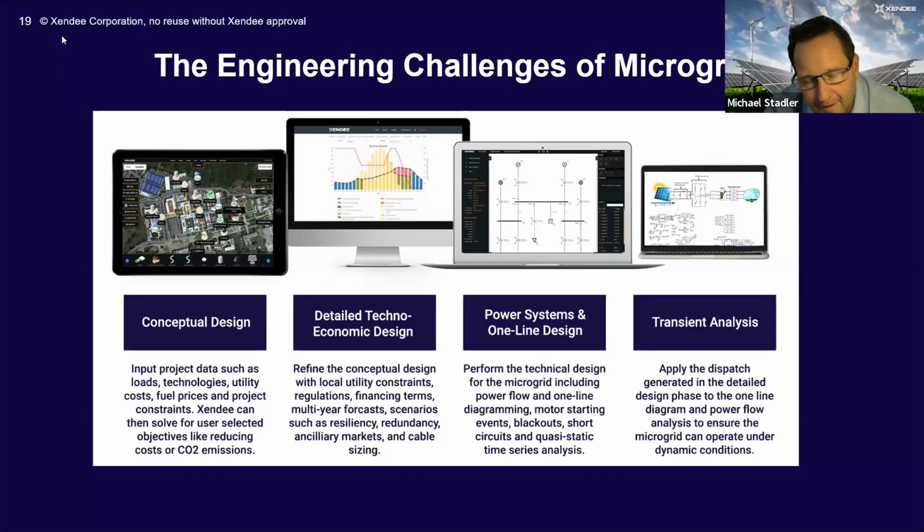if you would disconnect from the utility. And we at Xendee help you through 1, 2, 3. 4, we don't have it in the software because it's very specific to certain problems, and not every microgrid really needs a transient analysis. But we are helping you through the first 3 steps, which can be significant work.